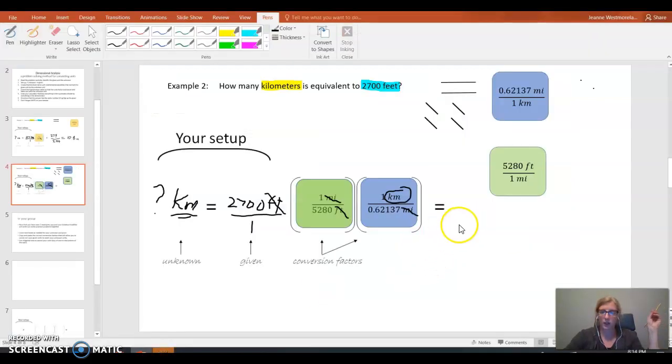So my final answer here would be 0.82, don't forget your units, kilometers. And so again, essentially what I've done is I've taken the same amount of length and I've expressed it into a new unit. So 2,700 feet is the same amount of distance as 0.82 kilometers.